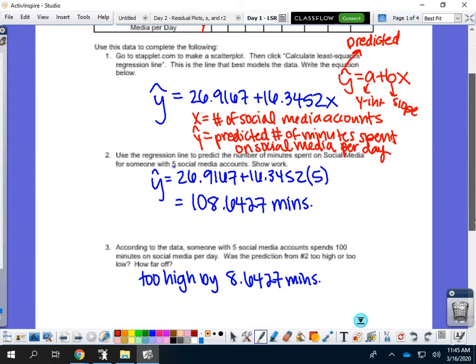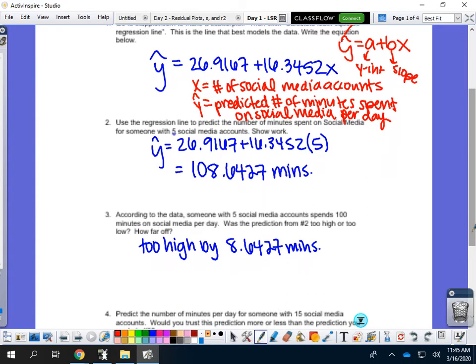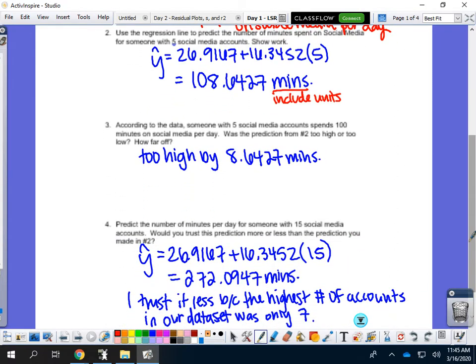Okay, next, we just plug in the value in order to predict what the Y value is going to be. Don't forget the hat, it's predicted, and then we want to have units in your answer. For number 3, you had to find out how far off your prediction was. That is called a residual.